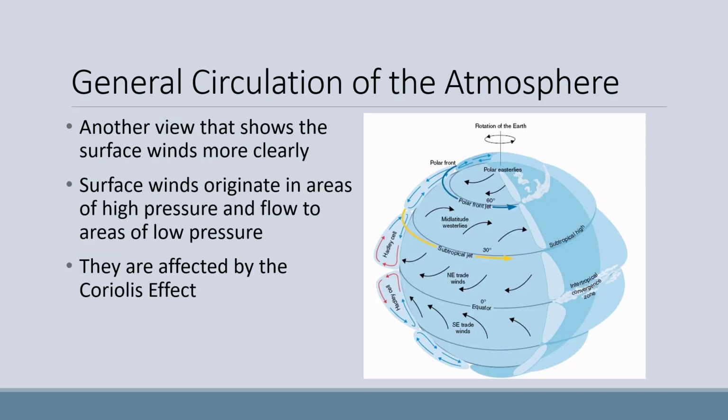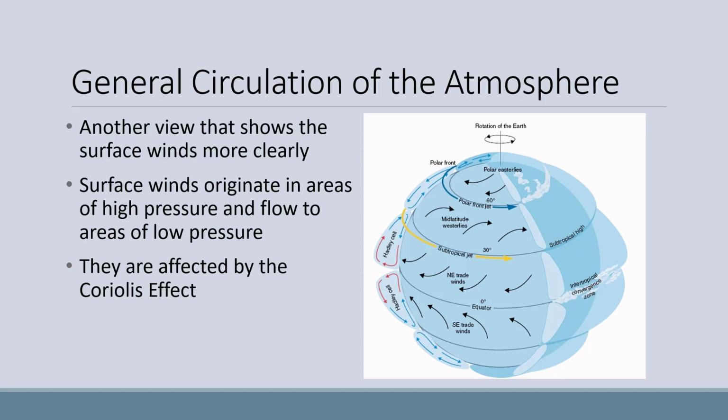This is another view of atmospheric circulation that shows the surface winds more clearly. Surface winds originate in areas of high pressure and flow to areas of low pressure. So they originate in areas where air descends back towards the Earth and travel to latitudes where air ascends.